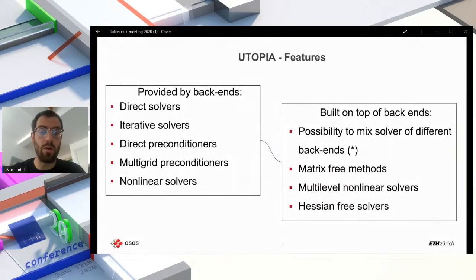We have two big sets of functionality. One is provided by the backend, so at the end you are using directly the native implementation from a specific backend. Or we have some new algorithms which are built on top of Utopia, so they use the data structures from the backend but not the algorithms of the backend. This means mainly nonlinear solvers like matrix-free methods, multilevel methods, or Hessian-free solvers. Last thing, you can even mix this advanced functionality of different backends. So go on.